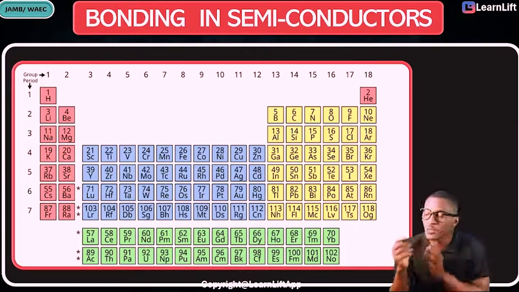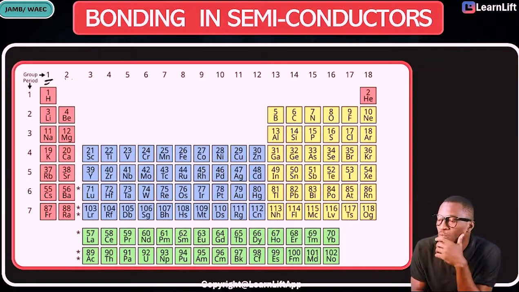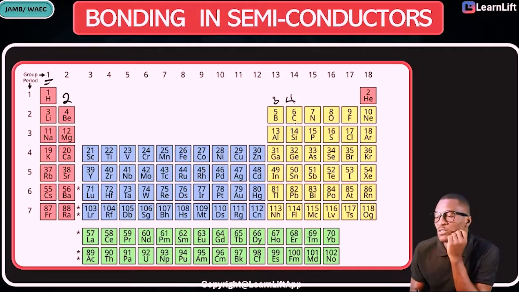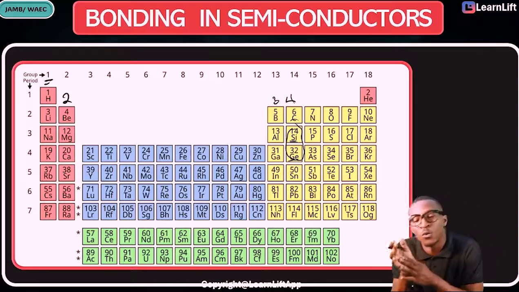Now let's look at the periodic table. Look at it, all eyes on the diagram. This is group 1. This is group 2. This is group 3, and this is group 4. You can see that we have carbon, we have silicon, we have germanium, and so on. But our main focus is silicon and germanium. So you can see that they belong to group 4 elements.